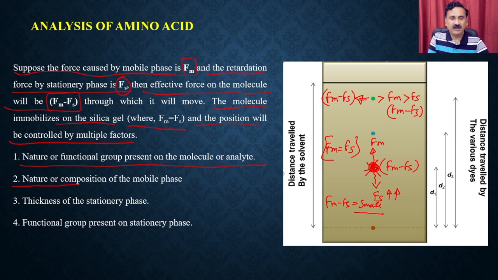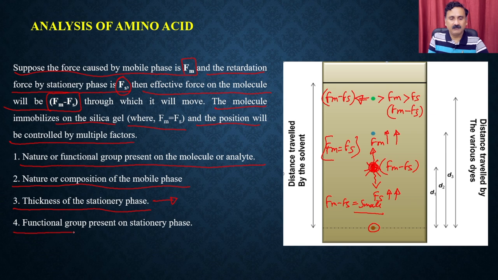It also depends on the nature and composition of the mobile phase. If the molecule is very soluble in the mobile phase, then the value of the Fm forces is going to go up, and that's why it is going to run very far away from the spotting place. It also depends on the thickness of the stationary phase, because that also has an effect on the retardation forces.